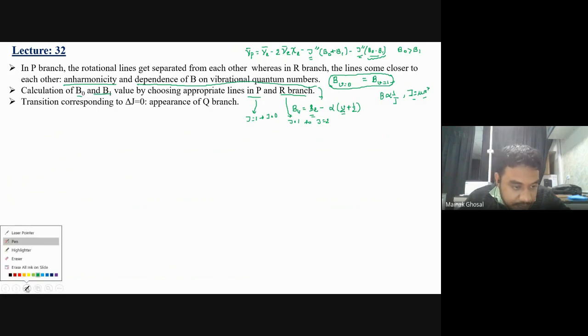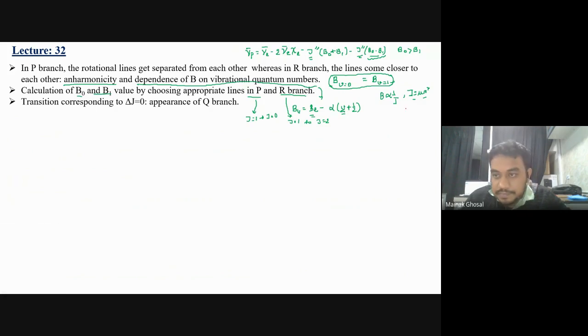I'm changing the color. So suppose these are my energy levels corresponding to V equals 0. I'm just drawing a short sketch. These are my energy levels corresponding to V equals 1. Suppose here J equals 0, J equals 1, J equals 2. Similarly here, J equals 0, J equals 1, J equals 2. So a transition from here to here corresponds to the P branch.